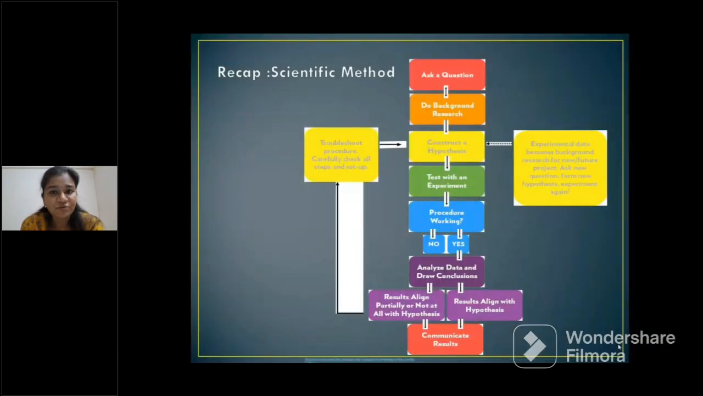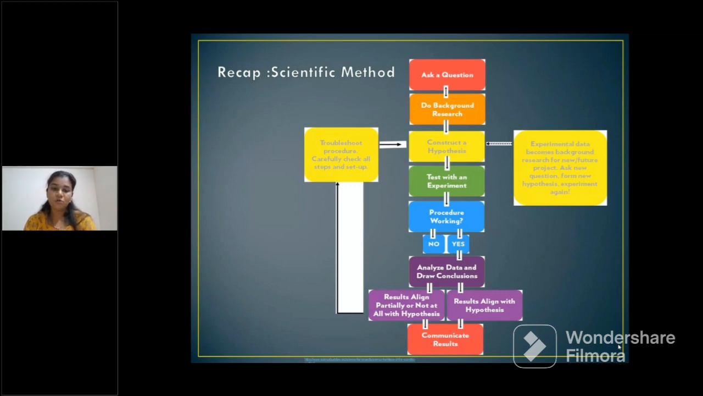This is just a quick recap of what we have studied. I have one more slide. We do have time, so I can just quickly run over. As I said, a recap for the scientific method: ask a question to yourself, do a proper background study, construct a hypothesis, get it tested with an experiment, working procedure: is it working or not? If yes, move further with analyzing the data, draw conclusions, just check if the hypothesis is matching or not, and then lastly you have to communicate the results.